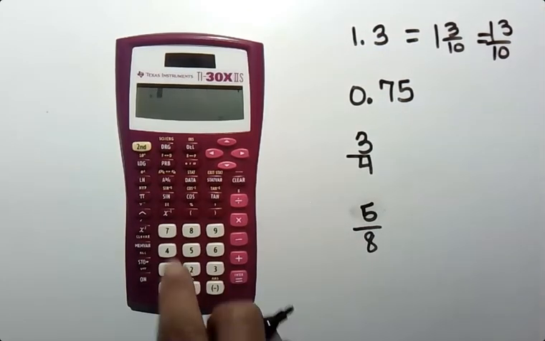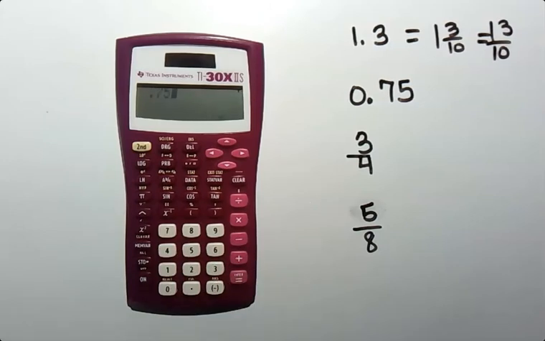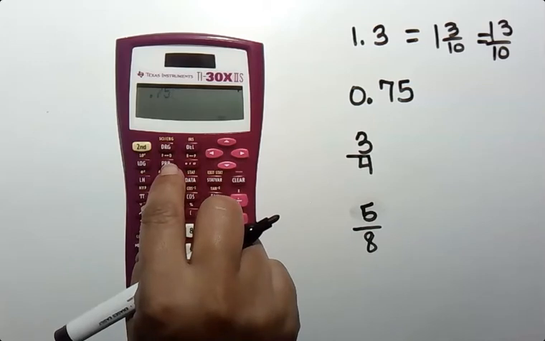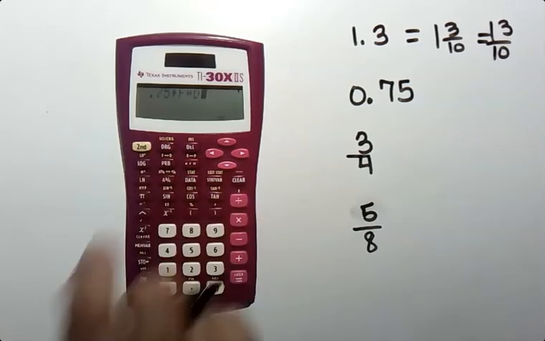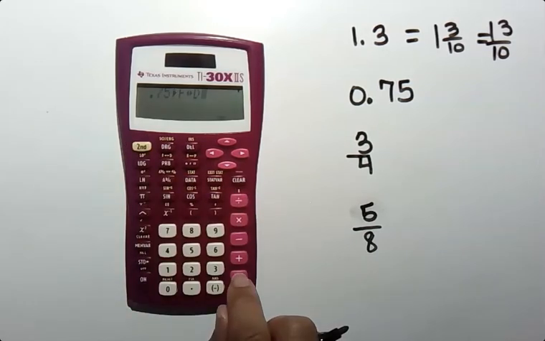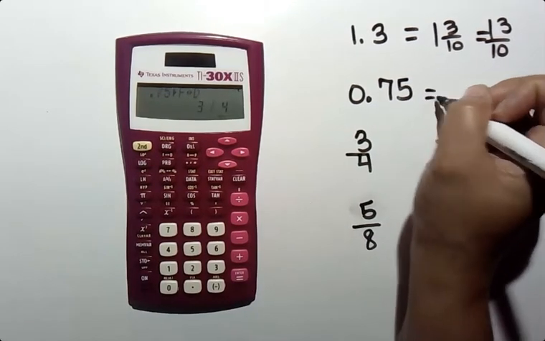Same thing happens for the 0.75. It's not already in there, so I have to type it in. I want to switch it out, F to D, so second PRB. It says on the screen, it's swapping. And when I hit enter, it tells me that that's 3/4.